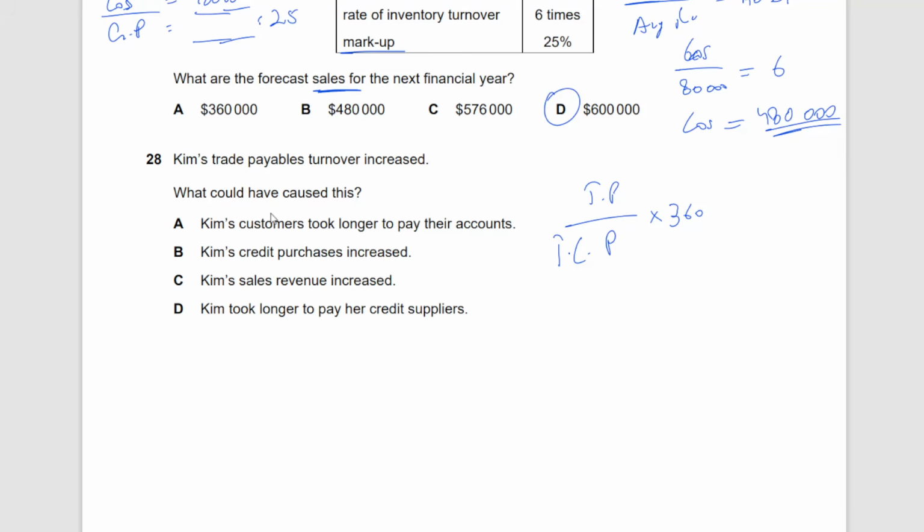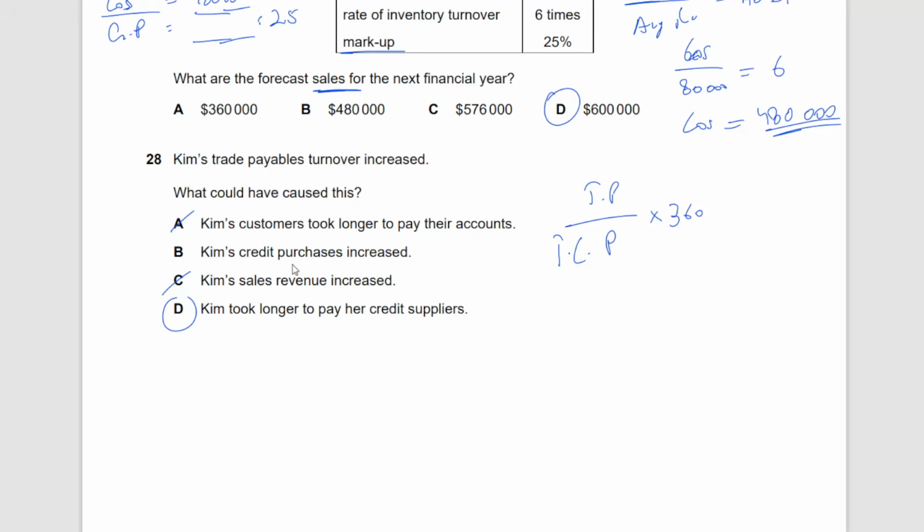What would have caused this? Kim's customers took longer to pay their accounts? No, the payable is the problem, not the receivables. So customers have done nothing. Sales revenues increased, customer sales have nothing to do with it. Kim took longer to pay her credit suppliers, yes. Yeah, we can say that. We can totally say that.